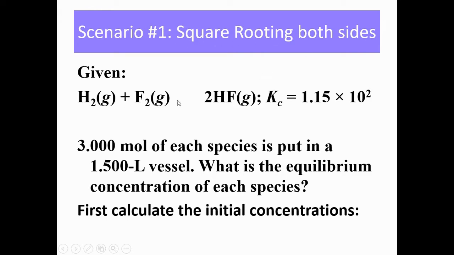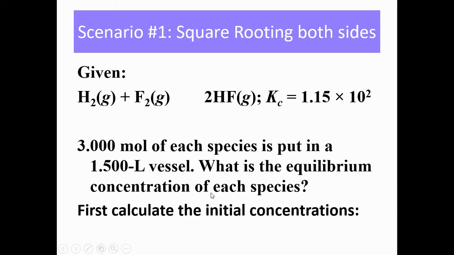So here you want to fill in the double-headed arrow here. H2 plus F2 is forming 2HF, and they're giving you the KEQ value. They gave us 3.000 moles of each species is put in a 1.50 liter vessel. What is the equilibrium concentration of each species?